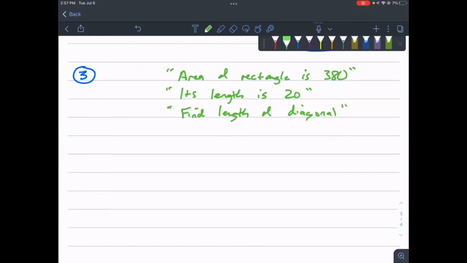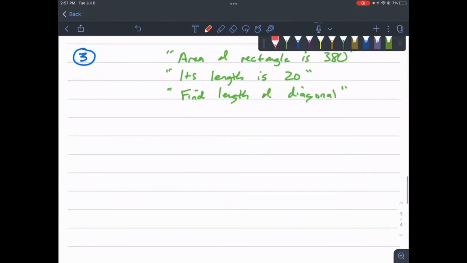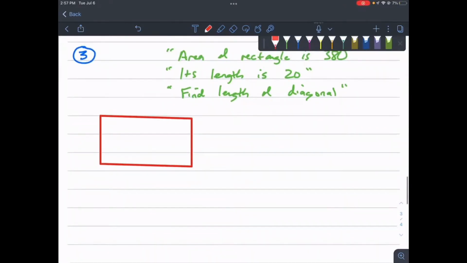So again, like I said, this is in paragraph form and you're picking out these bits of information. They're not going to give you a whole lot besides what I've written here, but it is going to have a few more words. So I'm going to go ahead and draw a rectangle. Not a perfect rectangle, so you have to use your imagination a little bit. But the area is 380, length is 20. And we're going to try to find the length of the diagonal.